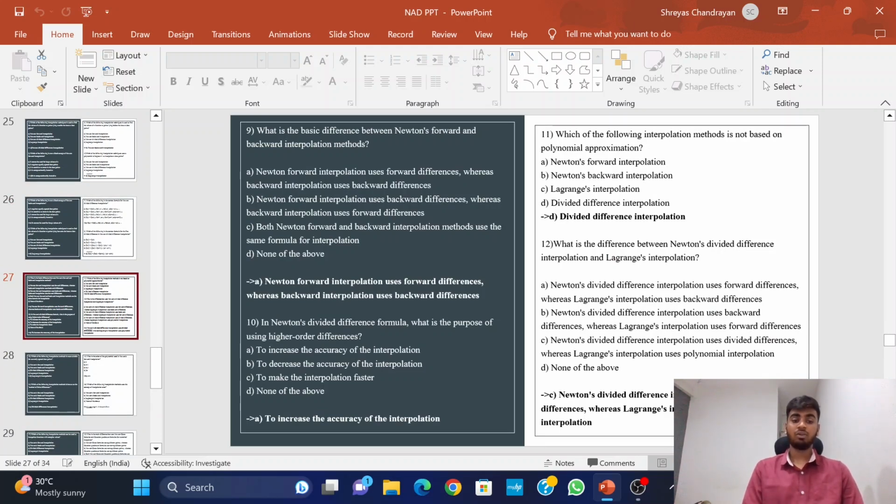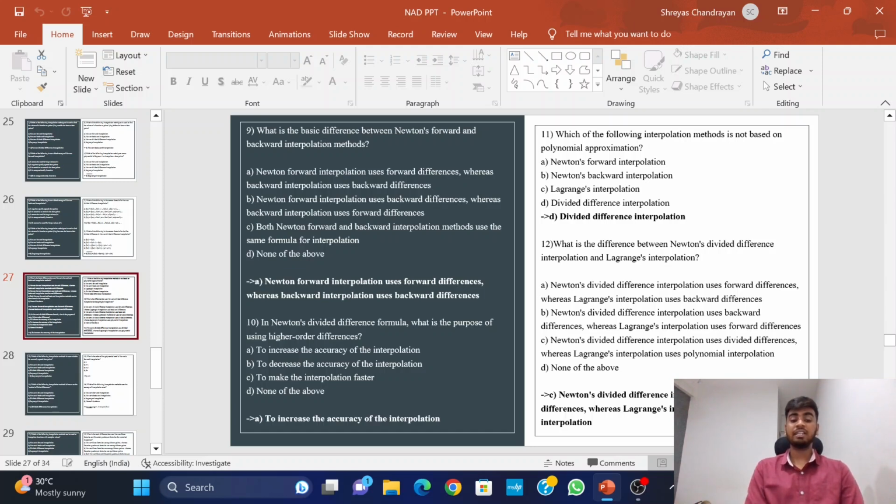Ninth question is what is the difference between Newton forward and backward interpolation? Options are: Newton forward interpolation uses forward difference whereas backward interpolation uses backward difference. Second, Newton forward interpolation uses backward difference whereas Newton backward interpolation uses forward differences. Third, both Newton forward and backward interpolation methods use the same formula for interpolation. D. None of the above. So the correct option is Newton forward interpolation uses forward difference whereas backward interpolation uses backward difference.